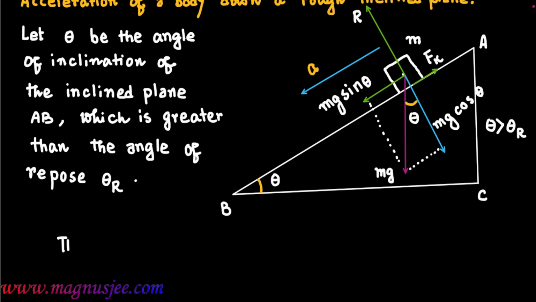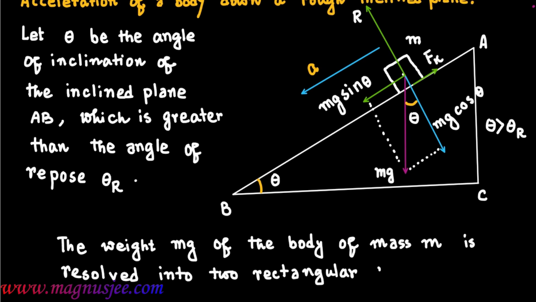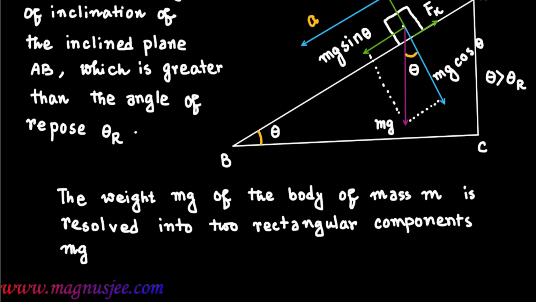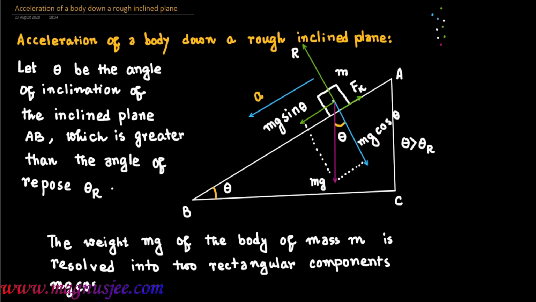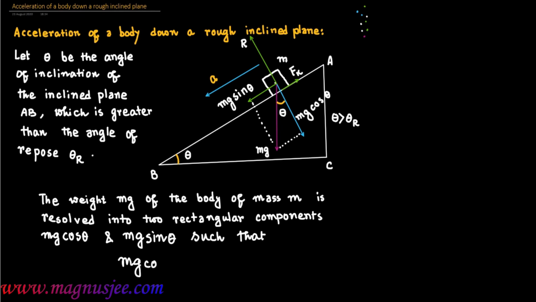The weight mg of the body of mass m, which is acting vertically downwards, is resolved into two rectangular components, mg cos theta and mg sin theta, such that the rectangular component mg cos theta is perpendicular to the inclined plane AB, and the rectangular component mg sin theta is parallel to the inclined plane AB.